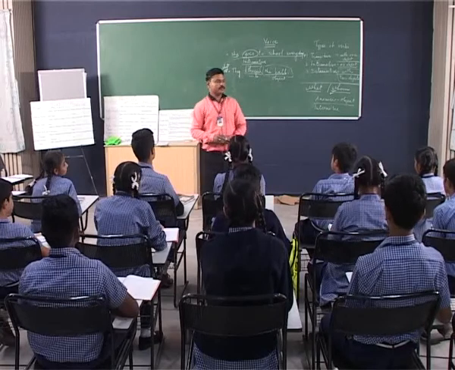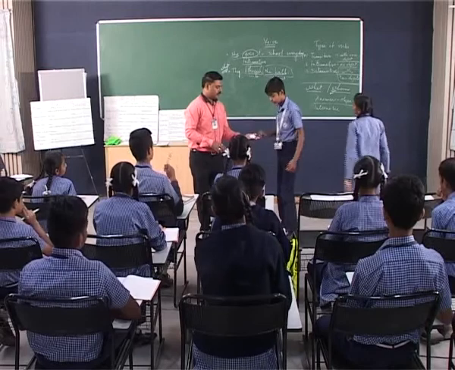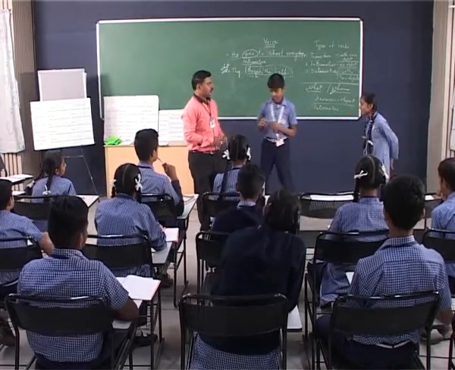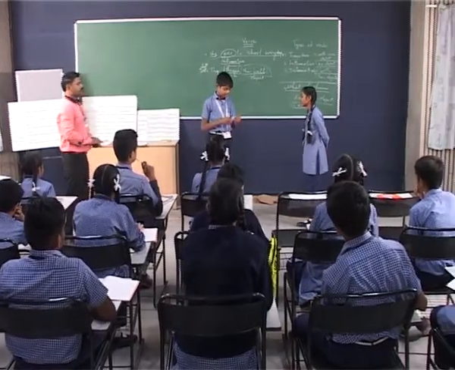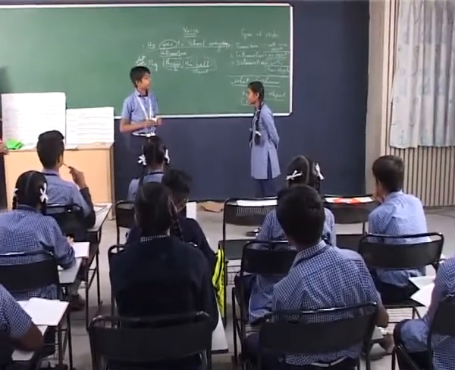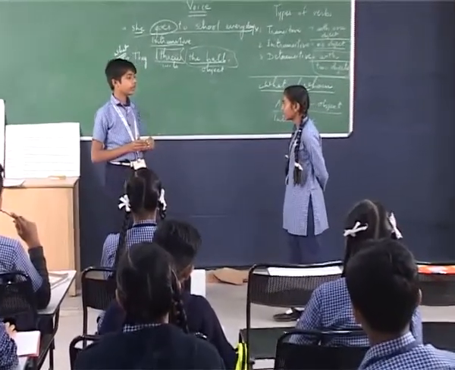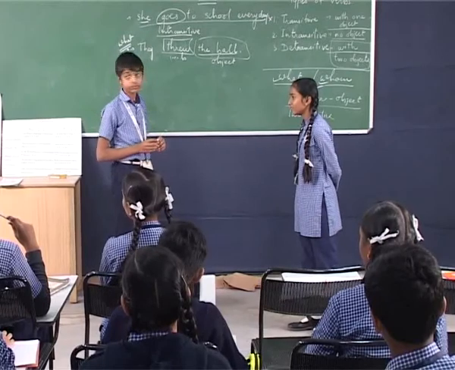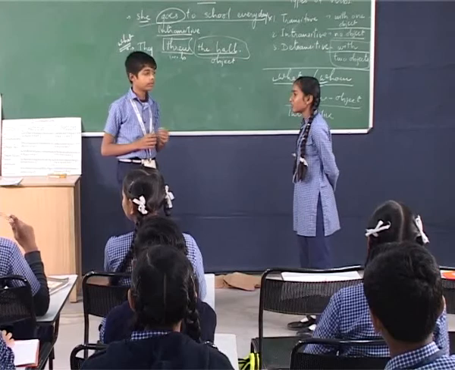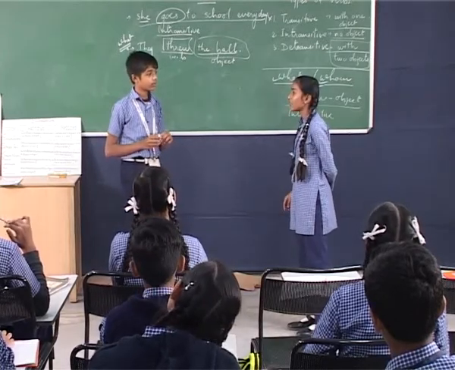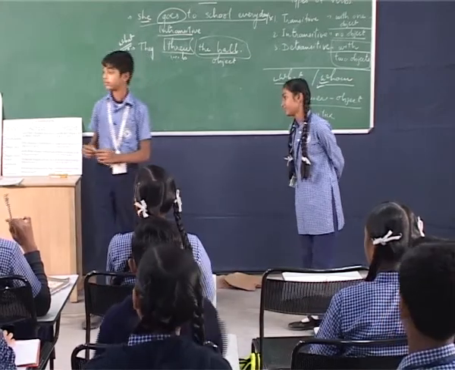Now pair number 1 will come. You have to select any cheat. One will make active sentence, the other will make passive of that. Decorate. He decorated the house beautifully. It is an active sentence. You have to convert it into passive. The house was decorated beautifully by him. Correct. Let's clap for them.